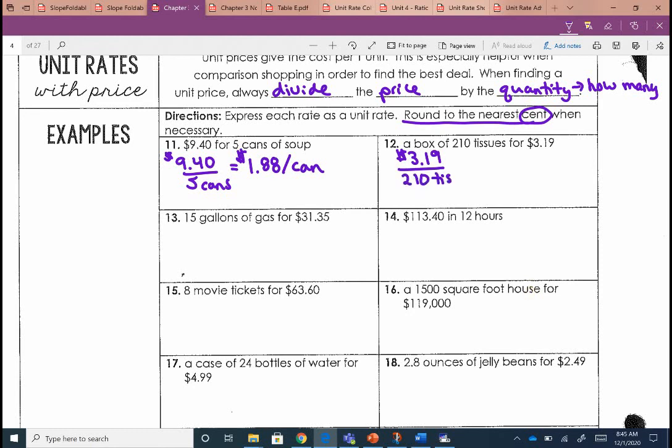I can't just automatically make one size fits all and say, oh, I just take the first number divided by the second and move on. If I do that in this case, the label doesn't make sense. So we want $3.19 divided by 210. And we get approximately, if I round this to the nearest cent, 2 cents per tissue.